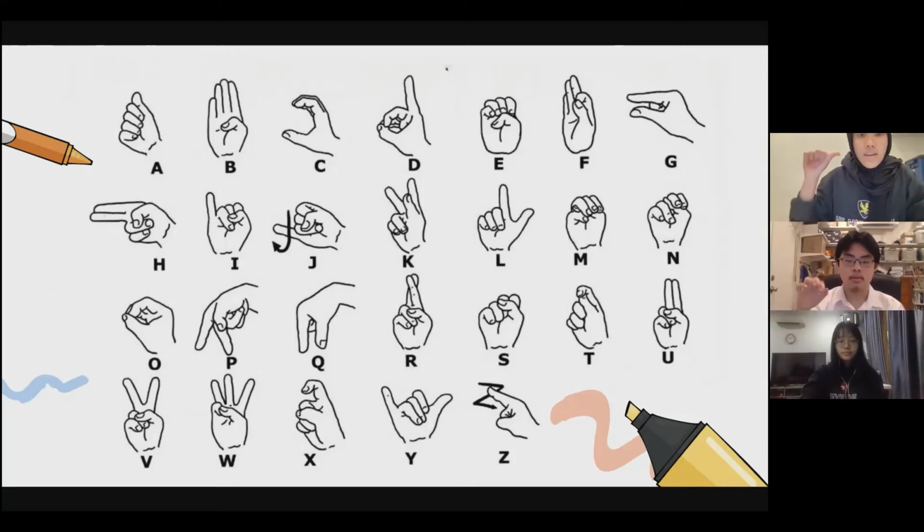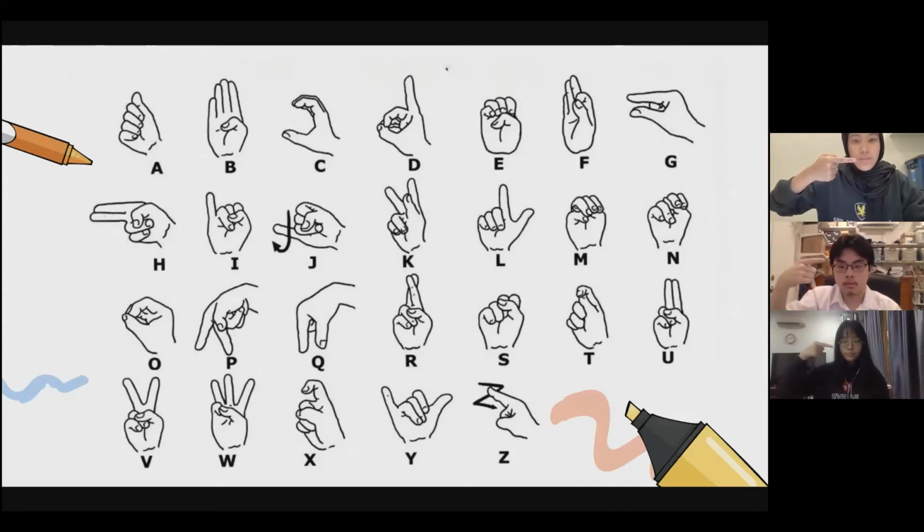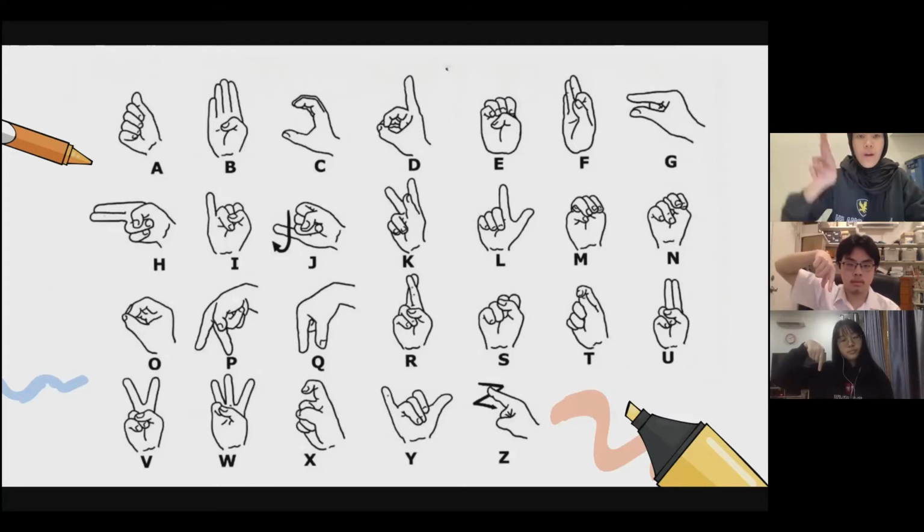So let's start from the beginning. A, B, C, D, E, F, G, H, I, J, K, L, M, N, O, P, Q, R, S, T, U, V, W, X, Y, and Z.